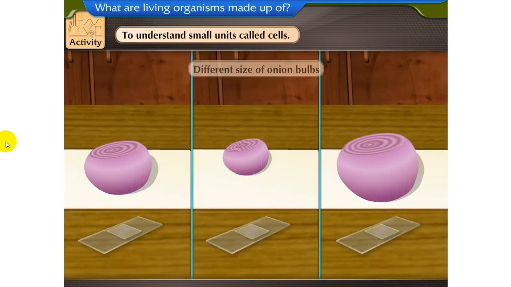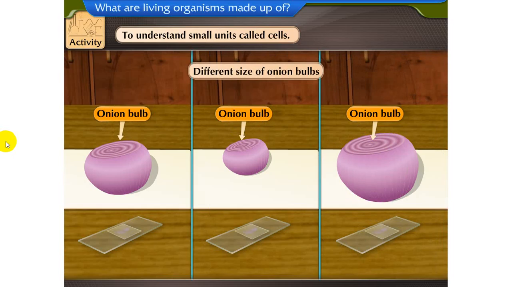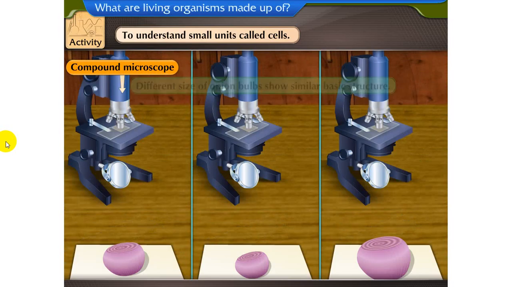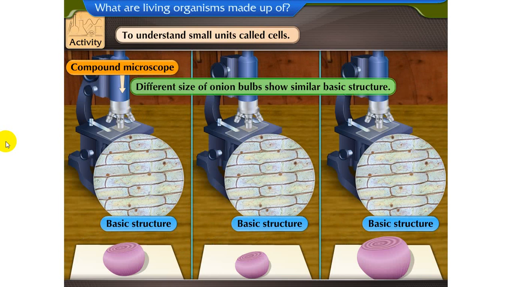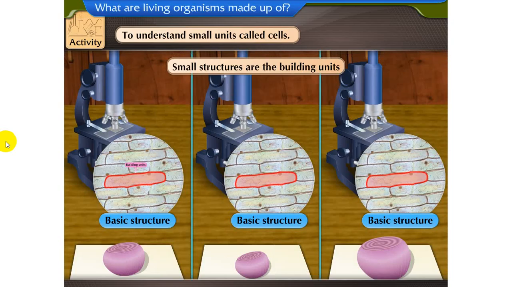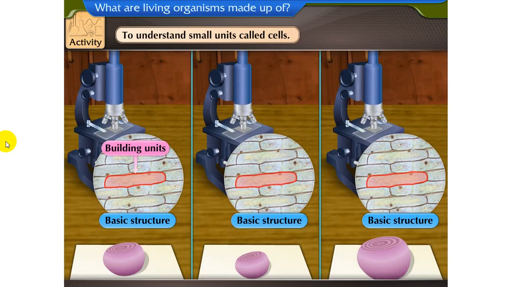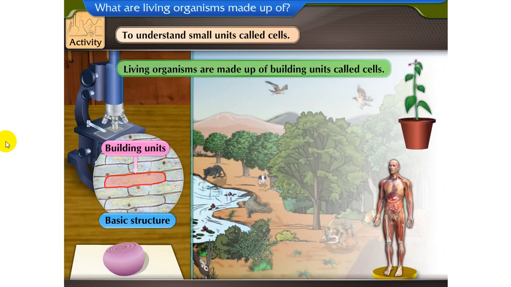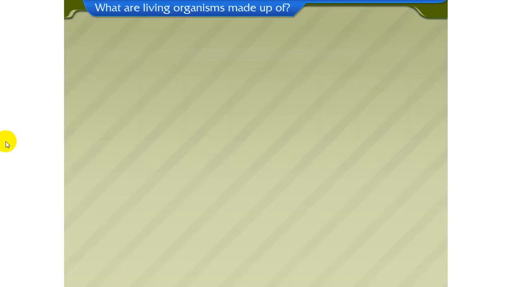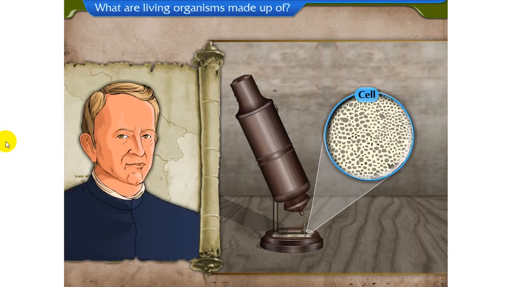Repeat the same experiment with different sizes of onion bulbs. What do you observe? You would observe that all the different sizes of onion bulbs show similar basic structures. These small structures are the building units for an onion bulb. Similarly, all living organisms are made up of building units called cells. As learnt, cells were first discovered by Robert Hooke.